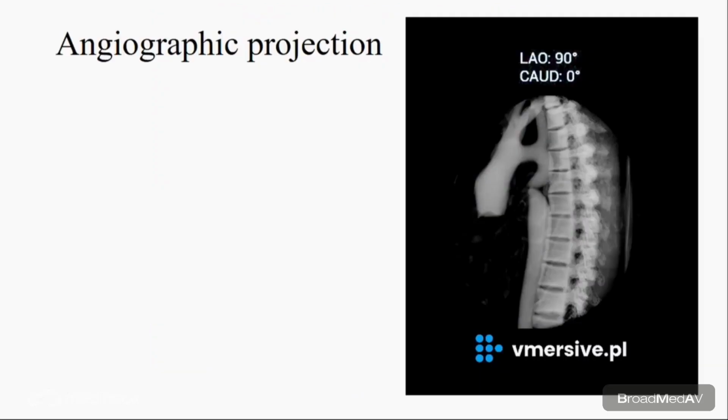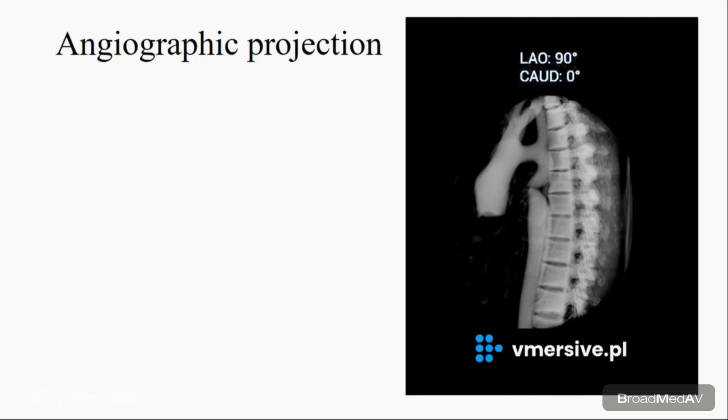This is an angiographic projection. This software can also be used to determine the angiographic projection, which will delineate well the angiographic angle. And here, as you can see, the LAO 90, that is the lateral projection, will delineate the coarctation quite well. Moving on to the case now.